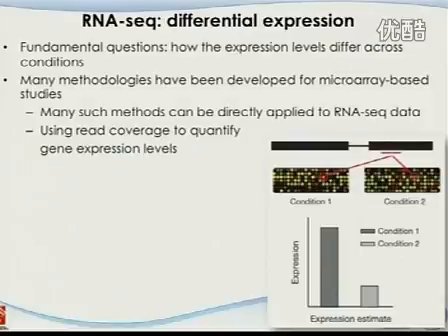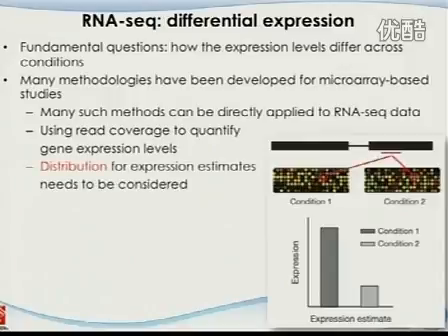However, that can work. So we use read coverage to quantify the gene expression levels, the RPKM, the things we talked about in the previous session, and then do various statistics based on that. Okay? The distributions for the expression estimates need to be considered, because when we do the t-test, one of the major assumptions is that the data follows a normal distribution, right?